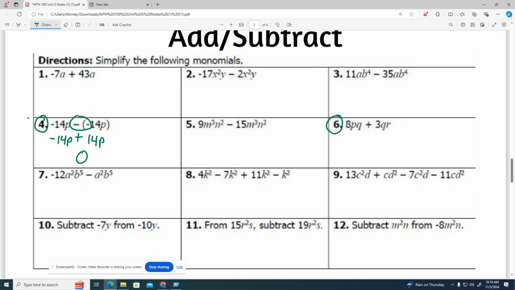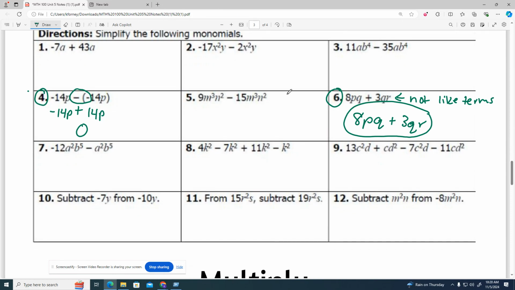All right, number 6. Are these like terms? No. So, if they're not like terms, I cannot add them. So, the answer is what it is. You can't do anything here. This is your answer. You can't simplify it. Okay? Let's look at number 9.